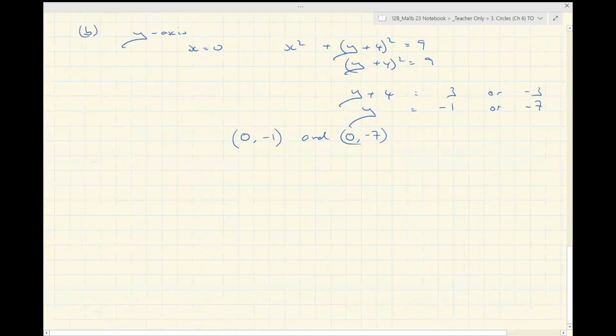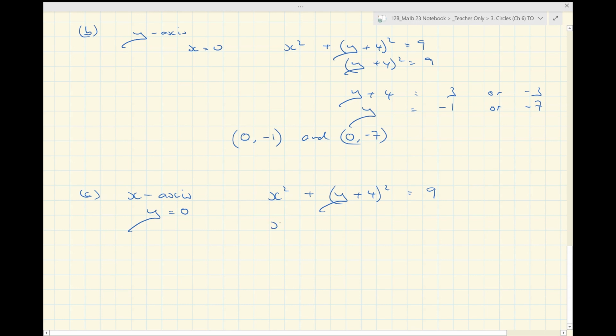Right, part C, show the circle does not intersect the x-axis. Well, let's have a look. If I'm interested in an x-axis intersection, then I'm going to look at y equaling 0. Here's the equation of my circle, and I'm going to put in y is 0. So I've got x squared plus 4 squared has to equal 9.